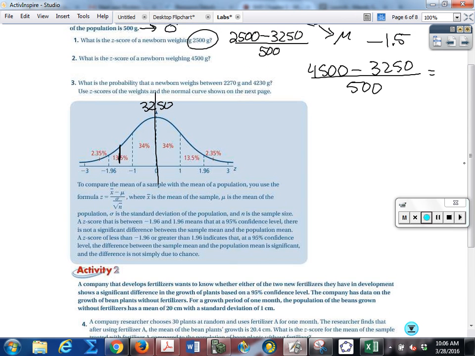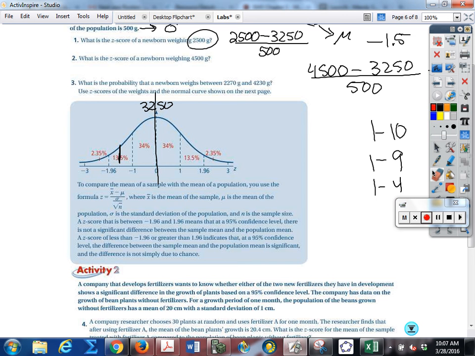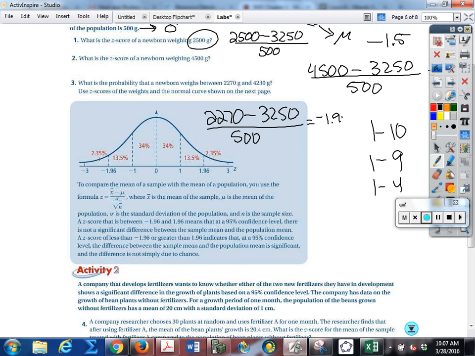Okay, on this one, if I can find out where 2270 is at, I can figure out what percents they are, because I have my different percents right here. So it's probably going to be something right here. Like if I want to find the z-score of 2270, if you guys do this one, it tells you negative 1.96. So that's putting this baby right here, if it was 2270. Is that what it is? Yes? So it's right here.